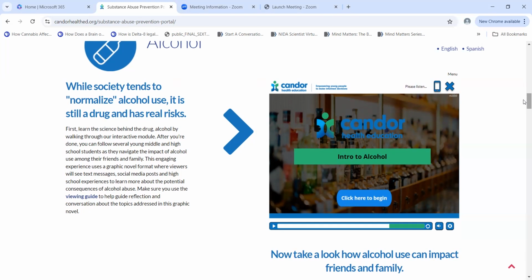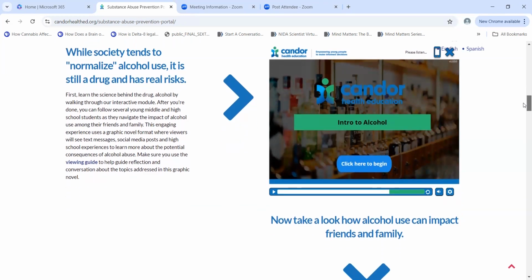Students work through this independently. It's interactive. They're learning more about how alcohol impacts the brain and the body, and they're able to complete and review critical information about this particular substance.